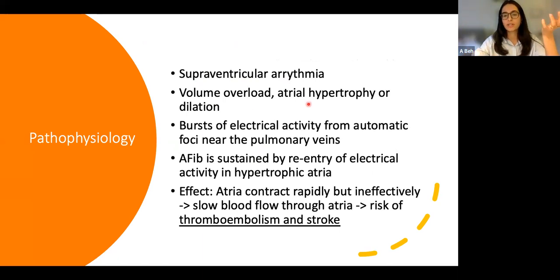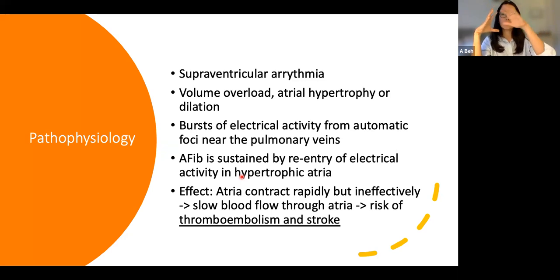So for example, atrial hypertrophy or dilation, or volume overload, for example due to mitral stenosis, when the blood cannot pass from the left atrium to the left ventricle as quickly, it leads to stretching of the left atrium, and this creates those cells. And they have bursts of electrical activity from automatic foci nearby the pulmonary veins. And atrial fibrillation is sustained by re-entry of electrical activity. And again, like I told you, they don't contract nice and synchronized like this, but they do this. They don't really pump well.